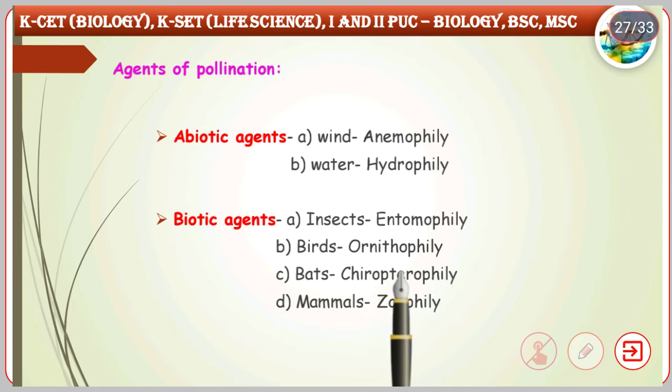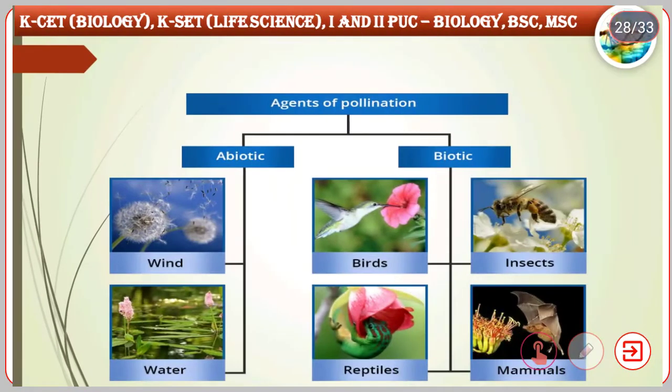And the pollen grains which are transferred with the help of bats, then it is called chiropterophily. Okay, chiropterophily. And next, if the pollination takes place with the help of mammals, it may be human beings too. Okay, then it is called zoophily. This is an important slide, you just want to keep that in mind, it's a very easy thing. So next let us move on to the next slide.